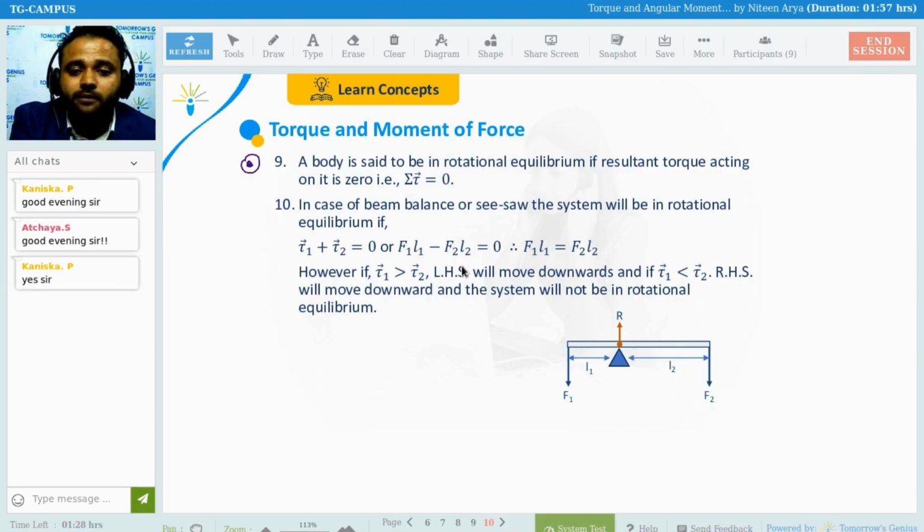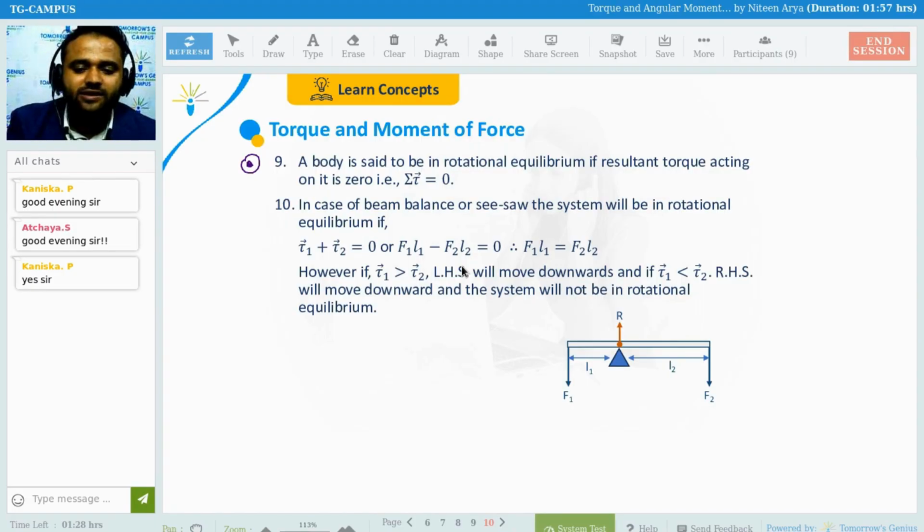In the case of a beam balance, or seesaw, everyone knows the seesaw, if I am not wrong, right? Everyone plays on it in the ground and everywhere. You can see the seesaw. So the seesaw system will be in rotational equilibrium if tau 1 plus tau 2 is 0.